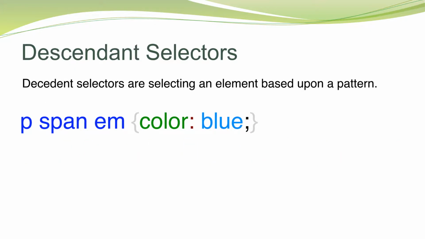Descendant selectors are selecting an element based upon a pattern. In the example shown, the EM element is getting the color blue applied to it, because it is the element directly to the left of the rule. However, it is not just any EM element. It is an EM element that is within a span that is within a paragraph element. The code below shows the structure.